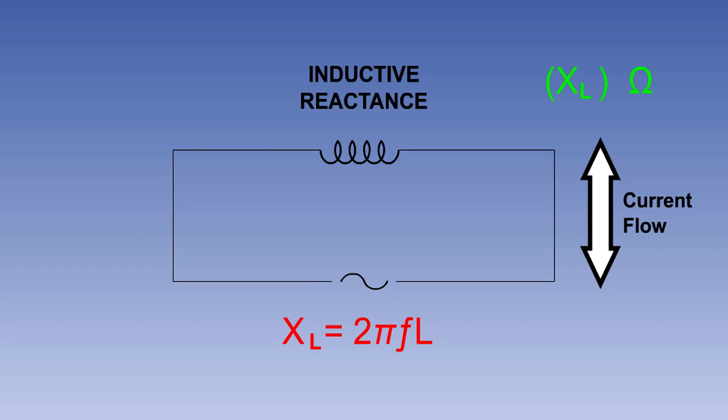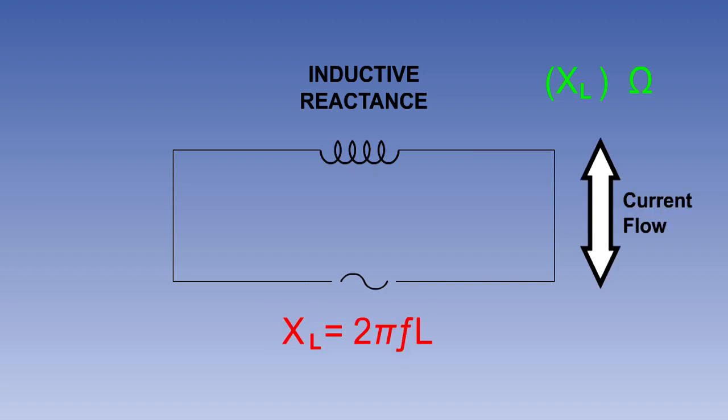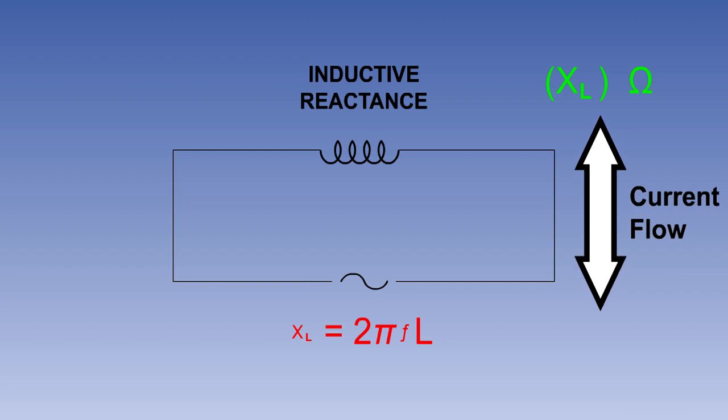The formula itself is of little importance, but we can see from it that for a fixed value of inductance, the inductive reactance will increase if the frequency of the supply voltage is increased. This will lead to a decrease in the current flow in the circuit. Conversely, and more importantly, if the circuit frequency decreases, the inductive reactance decreases, and the circuit current increases.